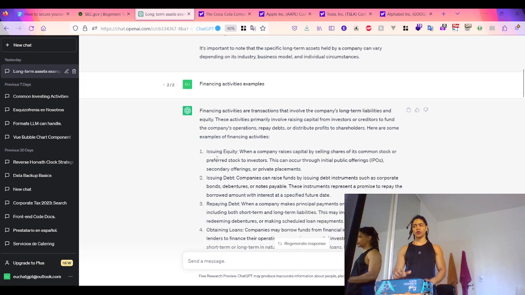An example of these long-term liabilities is long-term loans, bonds payable, notes payable, an agreement to repay the amount borrowed in the long term, typically more than a year. So long-term liabilities and equity.